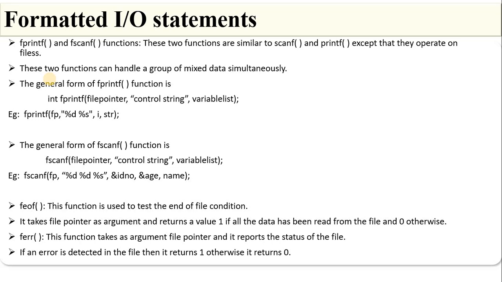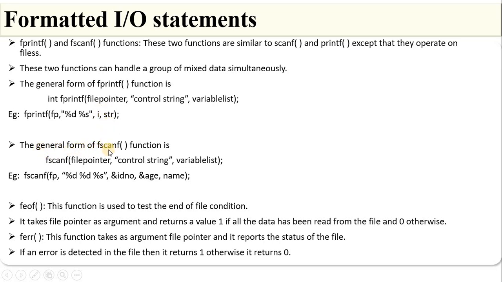The general form of the fprintf function is like this: int fprintf. First argument is a file pointer, second argument is a control string, third is a variable list. An example would be like this: fprintf, fp being a file pointer, this is a control string, and variable list. i is an integer type, that's why %d. str is a string type, that's why %s. This is a control string and these are the variable list.